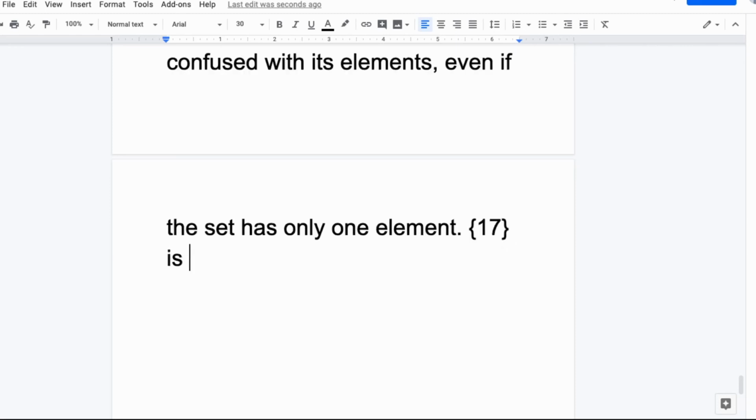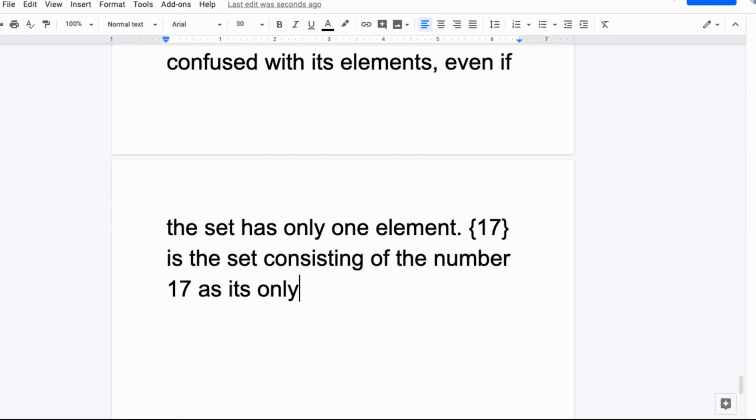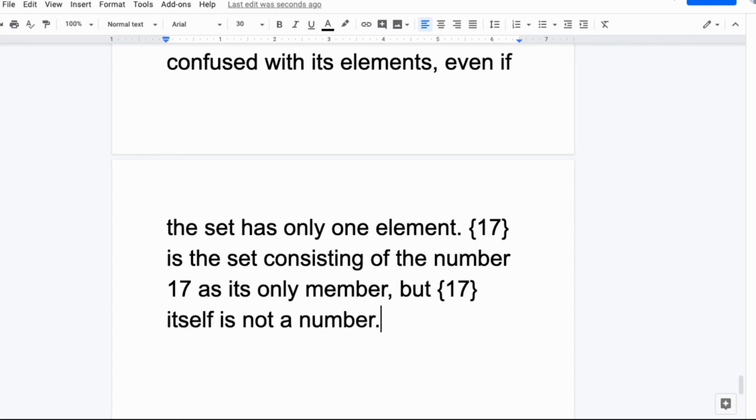So what I just wrote, two braces with 17 in between, is the set consisting of the number 17 as its only member, but 17 itself is not a set. One more time.